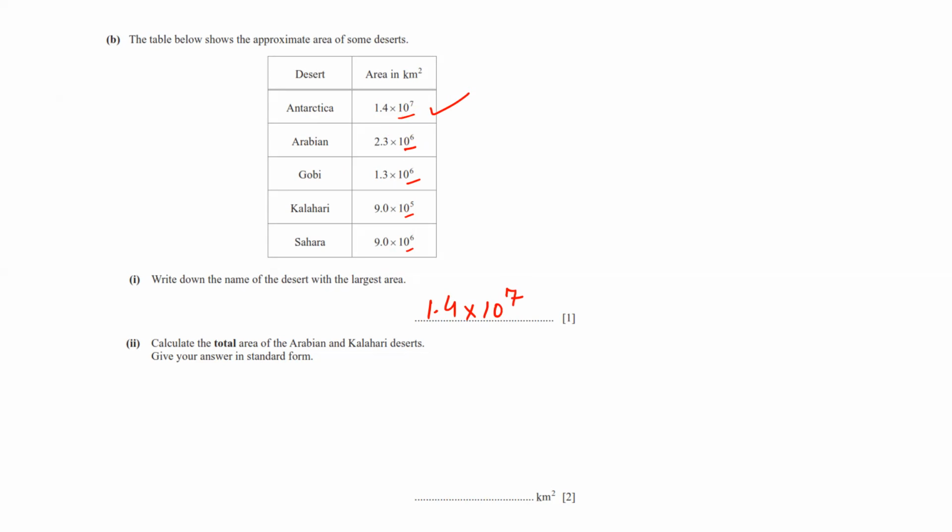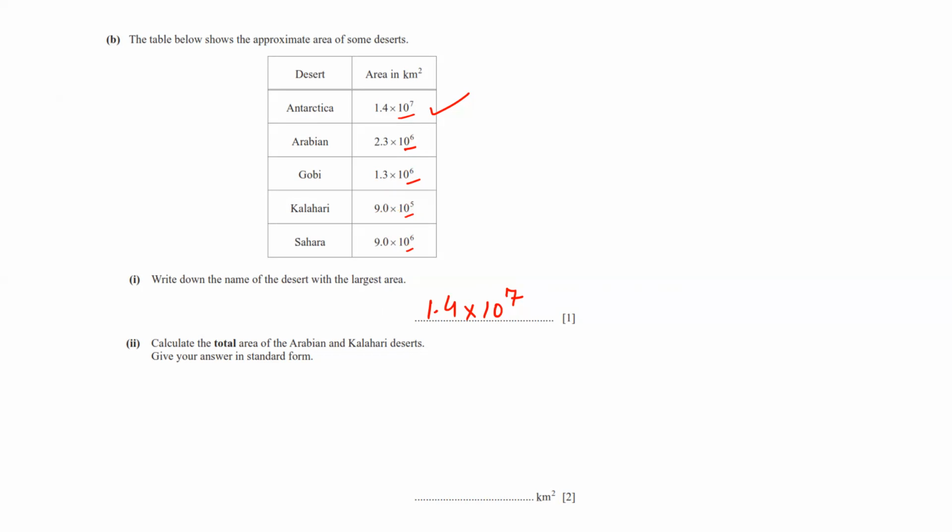And again, in the same question, if they ask you which is the desert with the smallest area, that would be the one with the least power of 10 as well as the number that is multiplying. So 10 to power 6, 10 to power 6, 10 to power 6 are all greater than 10 to power 5. So Kalahari will be the smallest desert if they ask you what's the smallest desert in the area.